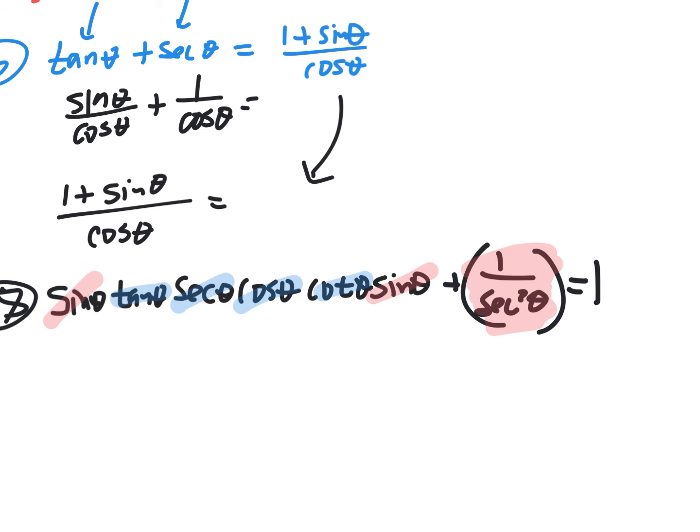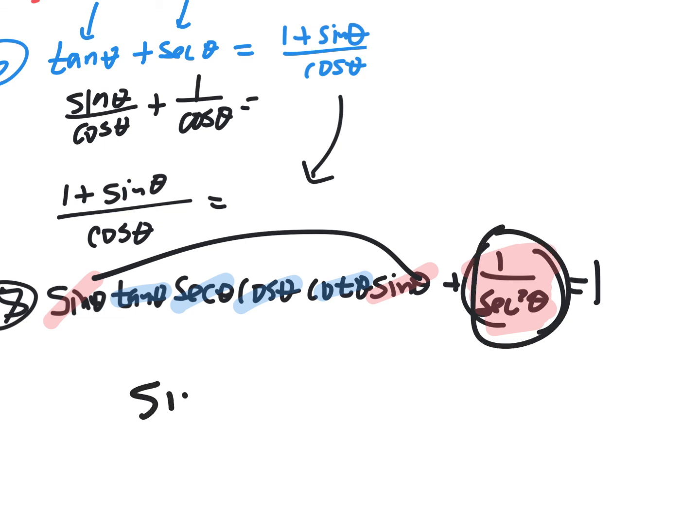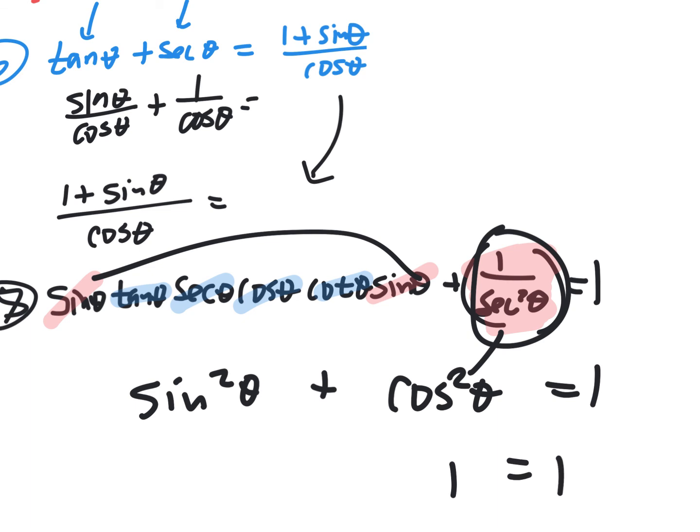Do you get how this one and this one together make sine squared? And this one's cosine squared. Sine squared plus that one, cosine squared, equals 1. 1 equals 1.